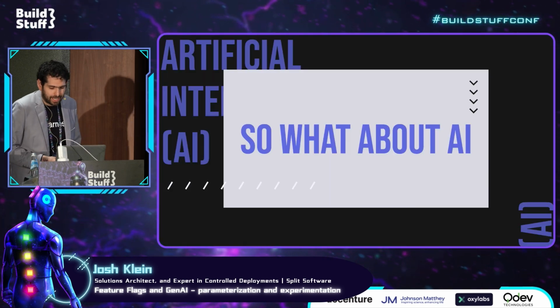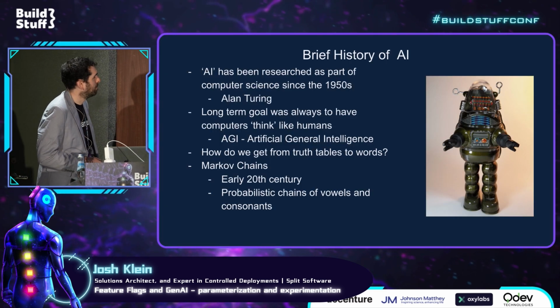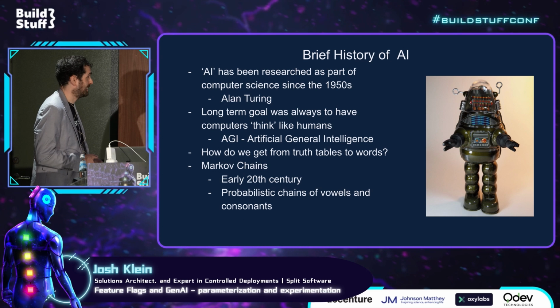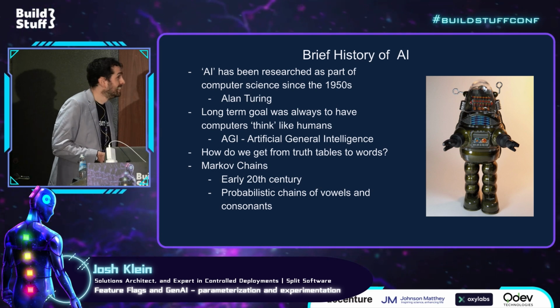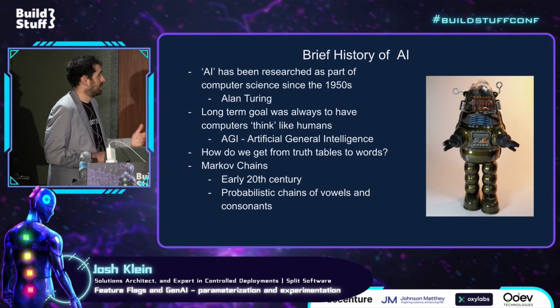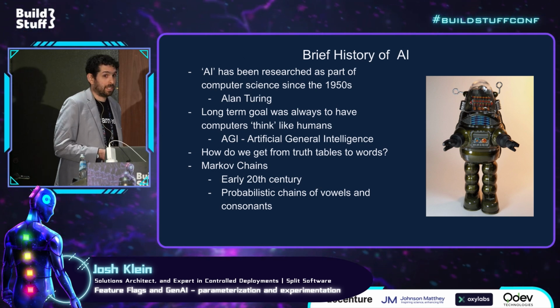So what about AI? Yeah, let's talk about it. History of AI, I'm not going to spend too much detail on this because I'm sure there are a ton of talks that talk about this, and I saw them too, which is cool. But AI has been researched as part of computer science since the 1950s. The long-term goal has always been to have computers think like humans, right?